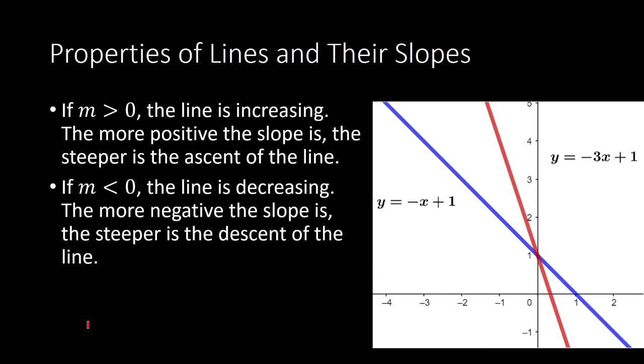So again, the way we read the direction of the line is we read it from left to right. Just like reading an ordinary sentence, we go from left to right. And so the direction of our line here is descending.